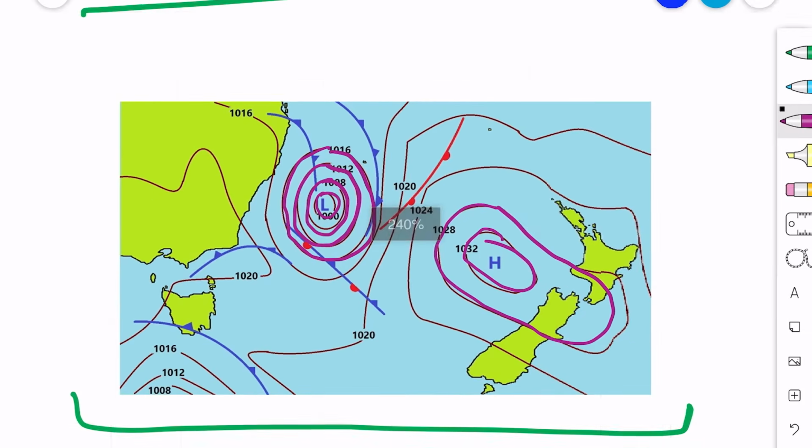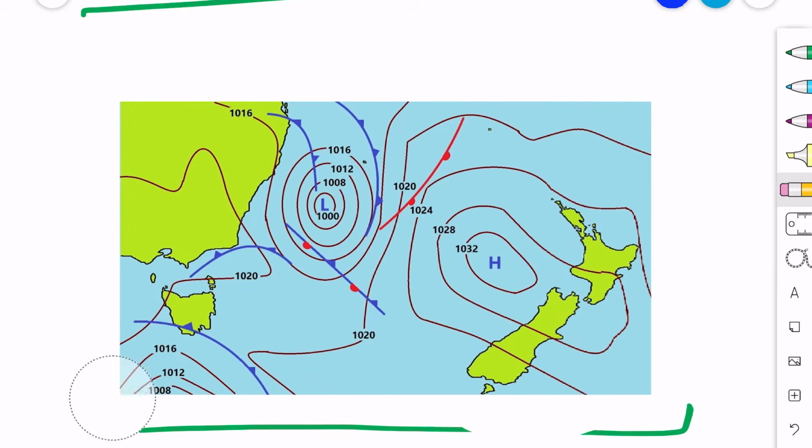These are known as isobars, and each isobar will have a number written on it which will represent the pressure of the isobar. For example, this is 1024. That means that on this isobar, the pressure is 1024 hectopascals. Right. Now these isobars explain a lot about wind speeds.